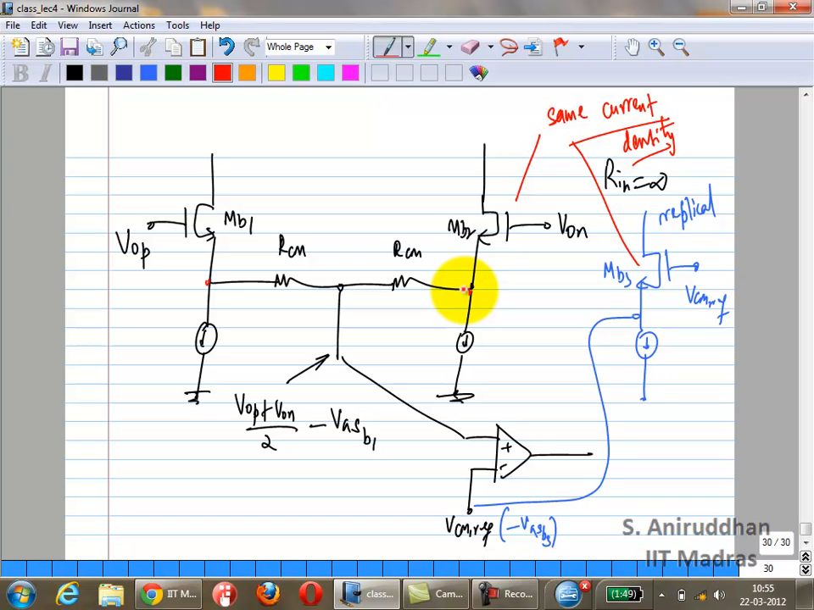What will it affect? It will affect the overall loop gain of your common mode feedback. Correct? If you have a gain of 0.9, instead of having a loop gain of, I don't know, 100, you may have 90. So that means you'll have to take care of this gain in the overall loop gain.